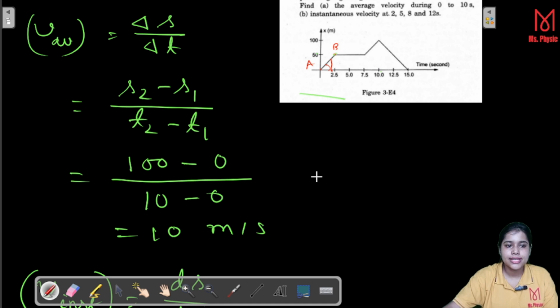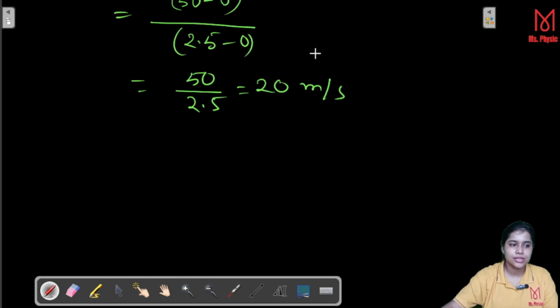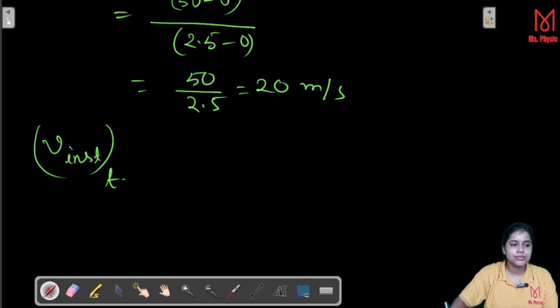Next, for t equal to 5. For t equal to 5 means at this point, right? Now you see that if I give the name B to C, the graph is nothing but a straight line. If it is a straight line parallel to your x-axis, that means theta is equal to 0, there is no slope. Theta is equal to 0 because tan theta here is 0. So if I write it here, V instant for t equal to 5 is equal to tan theta, which is equal to 0.